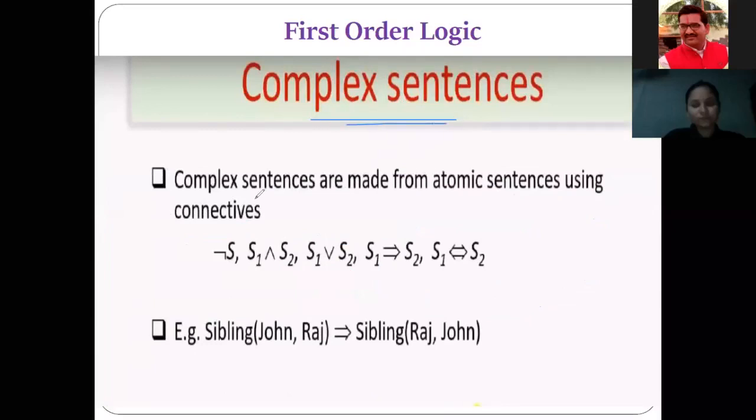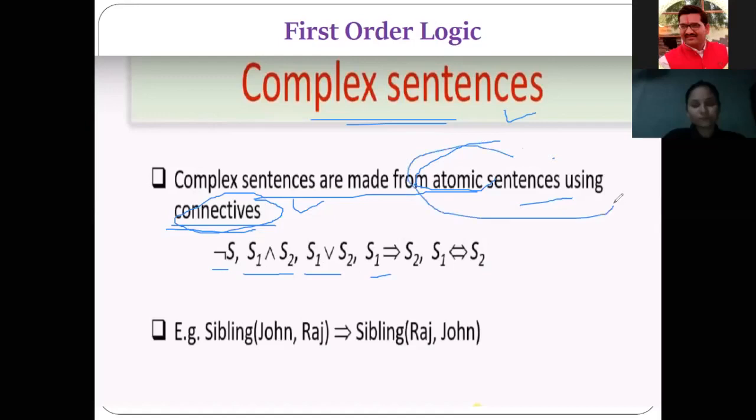Complex sentences are made from atomic sentences using the connectives. If you utilize atomic sentences with the connectives, they are generally considered complex sentences. Like here I have written negation of S, S1 and S2, S1 or S2, S1 implies S2, S1 double implication S2, like this. So if you write logical connectives in the atomic sentences, that becomes your complex sentence. Here the logic is given for some sentences.